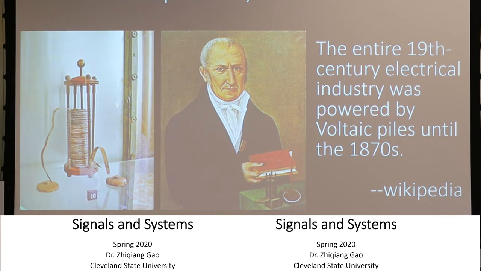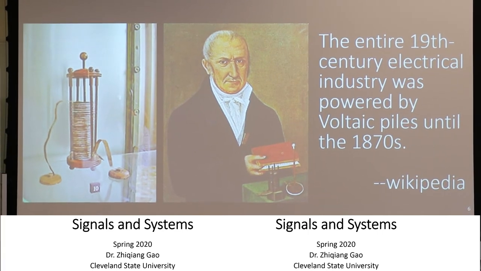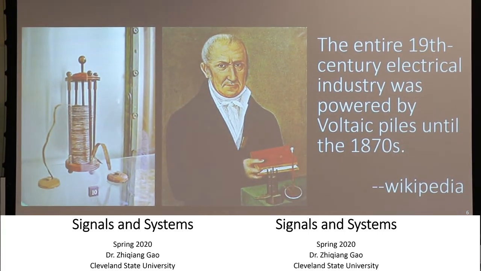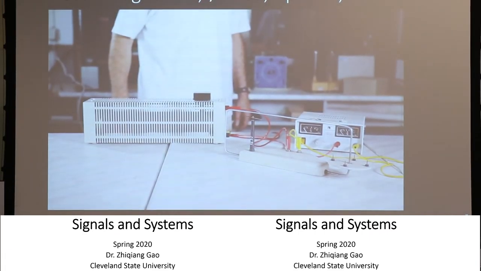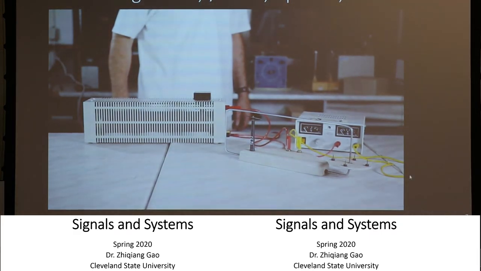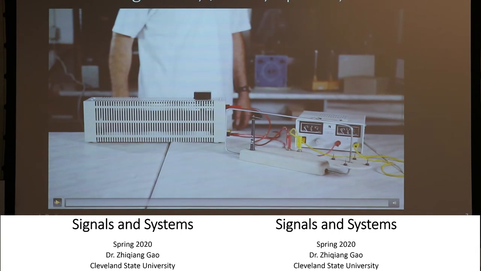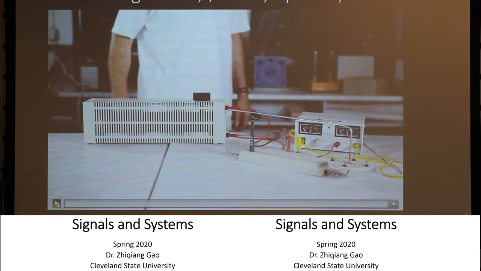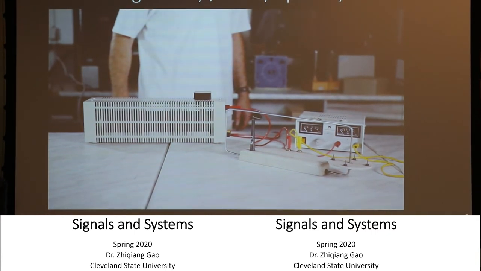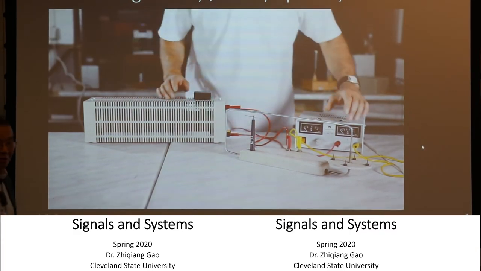What happened to 1820? For those of you who are here, Oersted. What happened to Oersted? He got lucky, right? He got lucky. And he discovered by accident the connection between electricity and magnetism. It used to be considered totally separate things. Now he found the connection by accident. Maybe you get lucky somewhere in your career.